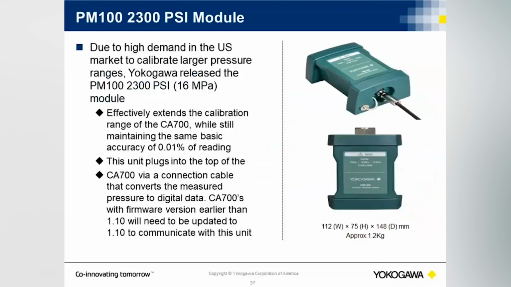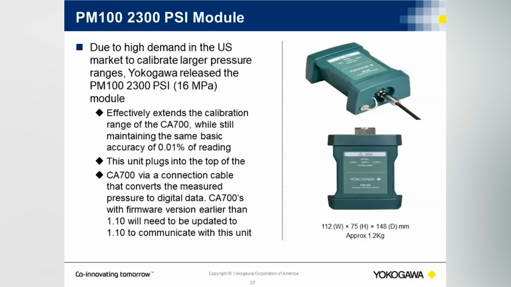Another tool which was released in 2017. Since the release of the CA700 back in 2013, Yokogawa has gotten more demand to be able to calibrate larger and larger pressure ranges. And in response to this, we released the PM100 2300 PSI pressure module.